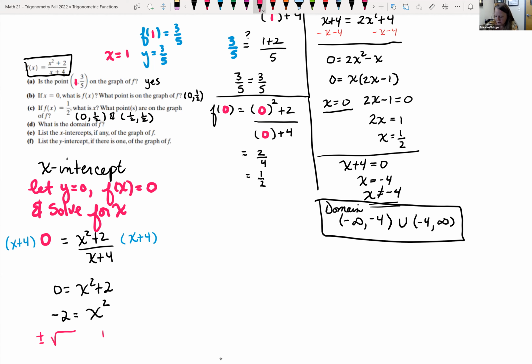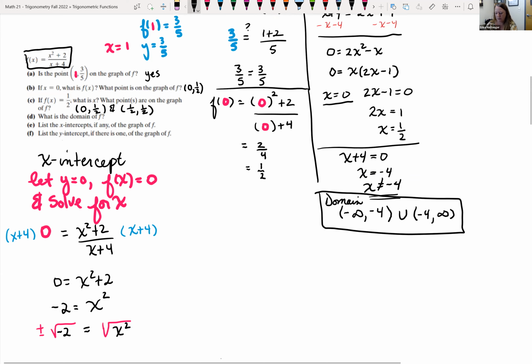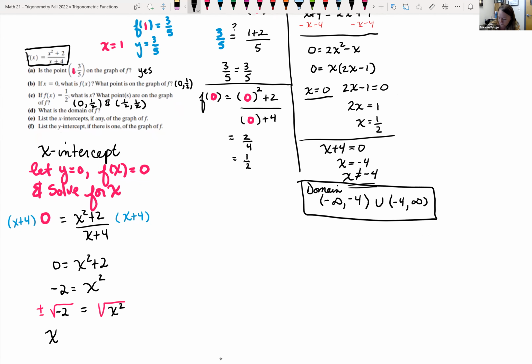So when we take the square root of both sides, we're putting plus or minus. I just do it on the one side. And I usually do it with the number. And so plus or minus the square root of negative 2. That's not a real number. That's an imaginary number. We get x is equal to plus or minus i root 2. So since this is not a real number, this tells me that we have no x-intercepts.